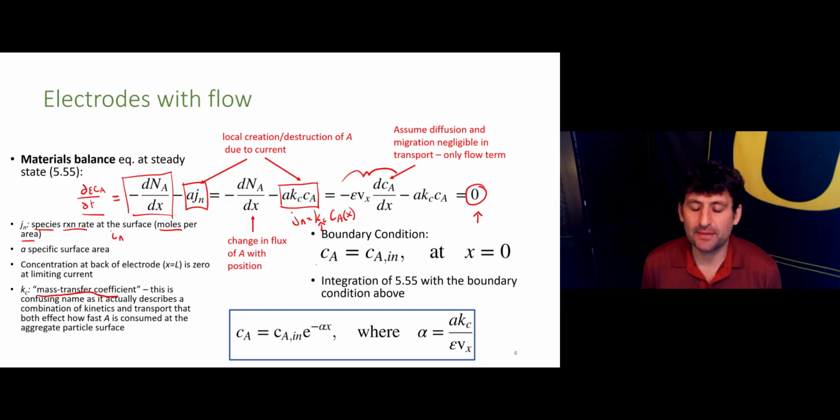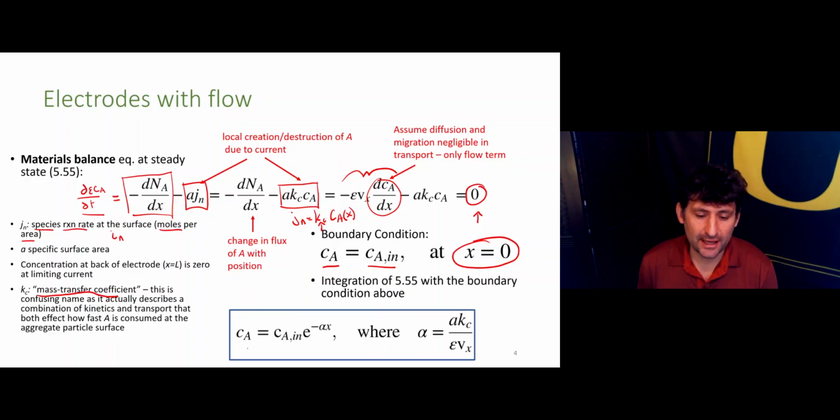We need to define some boundary conditions. These are pretty simple. The concentration of A at the front entrance is just the initial concentration. That's at x equals 0. All we have to do is separate these variables and integrate this differential equation. You should do that as a practice problem to find the solution.